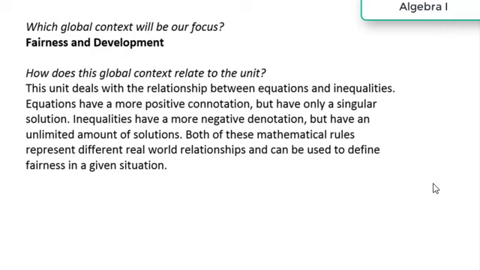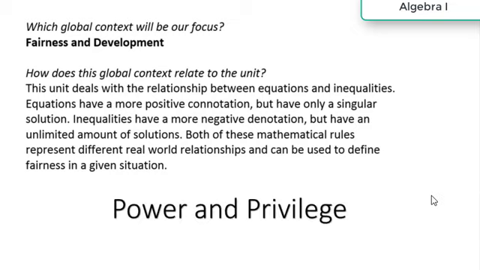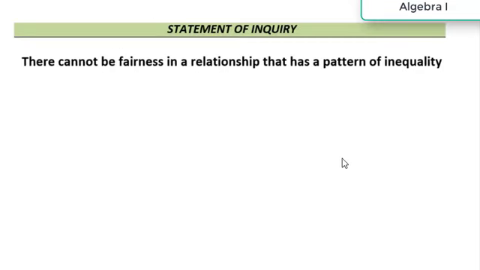So I chose fairness and development as the global context, with the exploration being power and privilege. I think that our scholars are at the age that they're starting to come to terms with the world around them and are starting to identify some situations or circumstances that they deem to be unfair. This usually revolves around some sort of inequality or maybe the appearance of equality when really it isn't there. So that's what led to the statement of inquiry, which is that there cannot be fairness in a relationship that has a pattern of inequality.